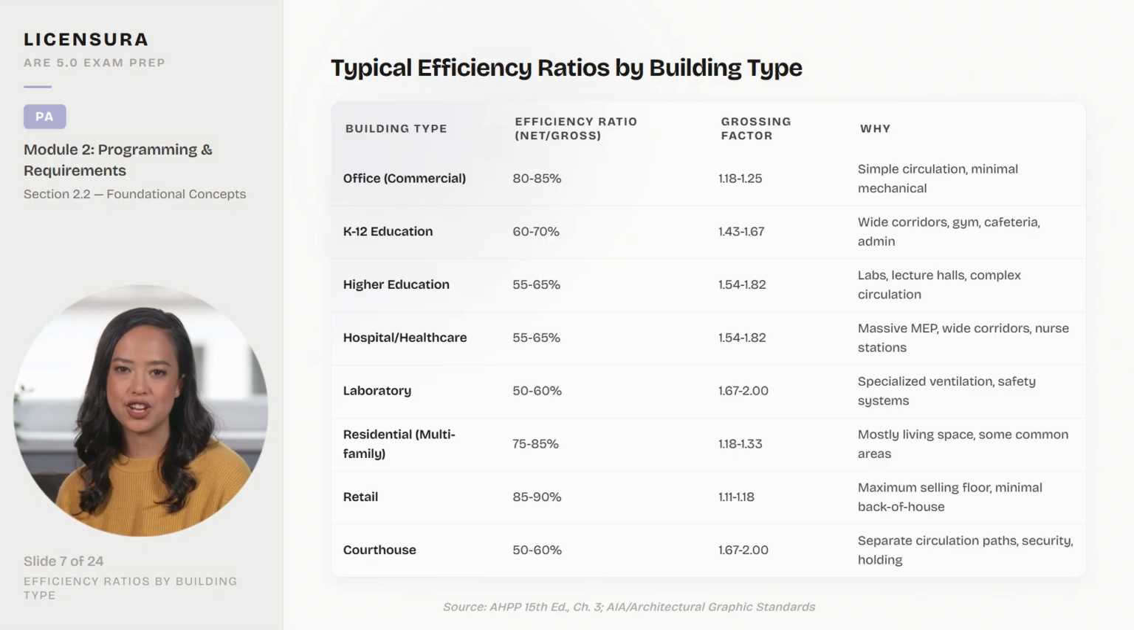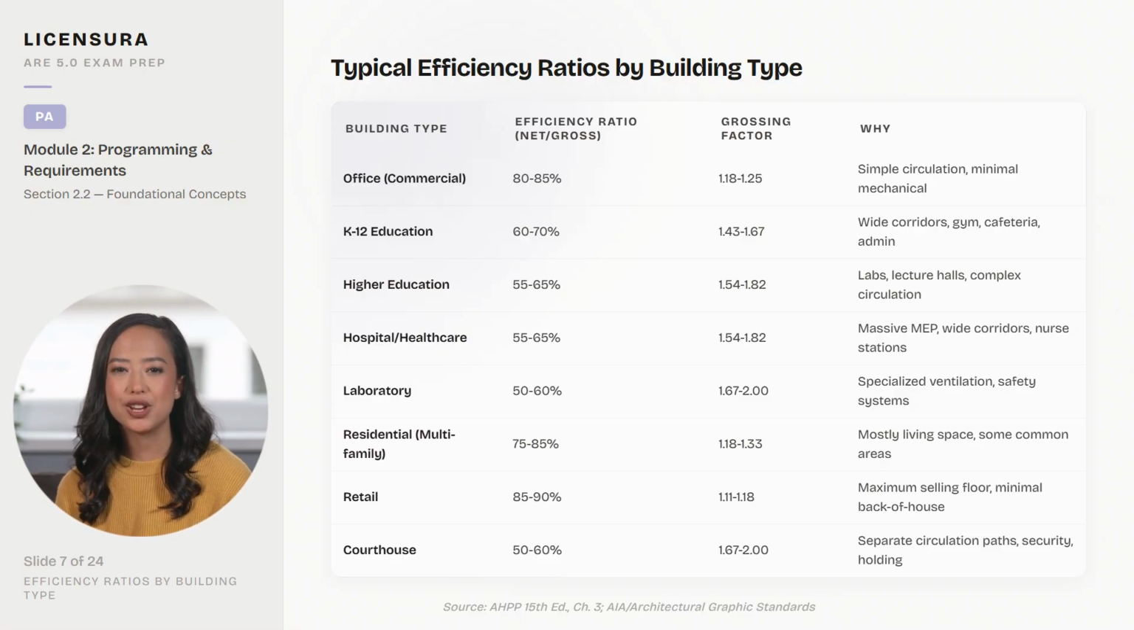The efficiency ratios table is one you should study until the ranges feel intuitive. Commercial offices run 80 to 85% efficient. Most of the building is usable space. Schools drop to 60 to 70% because of wide corridors, gymnasiums, and cafeterias. Hospitals and laboratories are the least efficient at 50 to 60% because they need massive mechanical systems, wide corridors for bed transport, and specialized infrastructure.